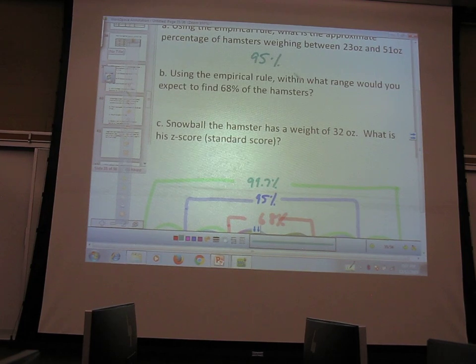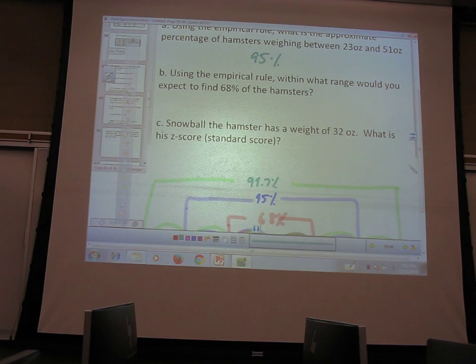Second question is, within what range would you expect to find 68% of the hamsters? You draw your own picture. Just 37's in the middle. Add and subtract 7s. Standard deviations. Okay. Where's your picture?